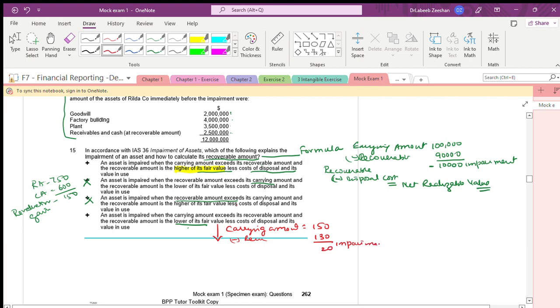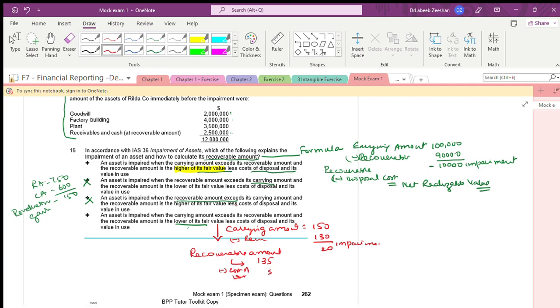Fine. Now, what is the recoverable amount? This is where we have to be very specific. Recoverable amount is the higher of fair value less cost of disposal. Assume the fair value is 135. Cost of disposal is 5. Is it right? 130.